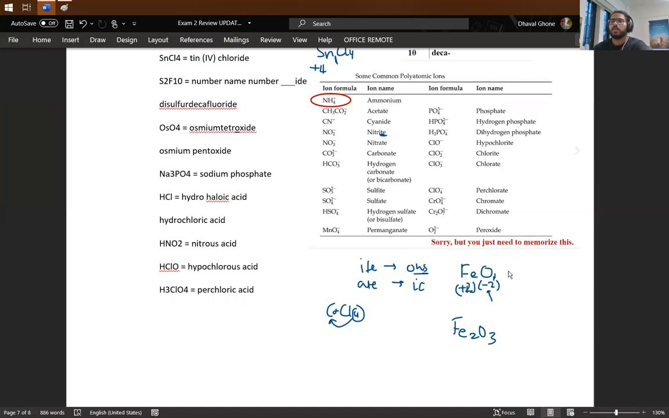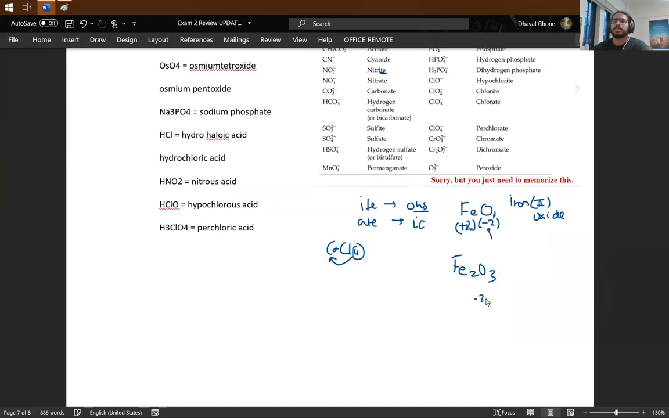Okay, so this one would be iron(II) oxide. The next one, every oxygen is minus 2 charge. There's 3 oxygens, so all these total give you a minus 6 charge. Okay. You have 2 iron atoms or ions, so both of these together should have a plus 6 charge, but it's 2 of them, so I'm going to divide it by 2. So each one of them really has a plus 3 charge. So this compound is really iron(III) oxide.